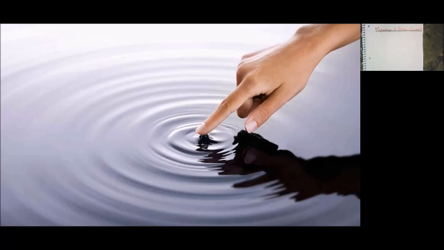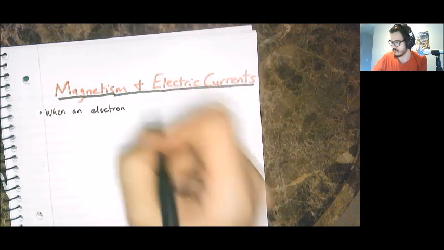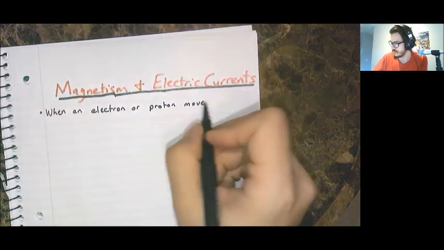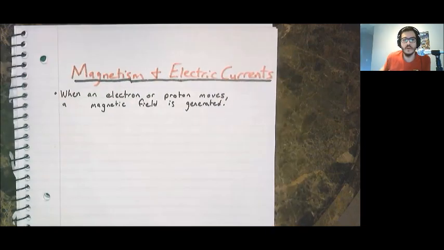When it's just sitting there, yes, it has an effect on space. That's called the electrical field. But if that electron is moving, then the electric field is distorted. It ripples, it waves. And that distortion is what gives rise to a magnetic field. When an electron or proton or any electrically charged particle moves, a magnetic field is generated.